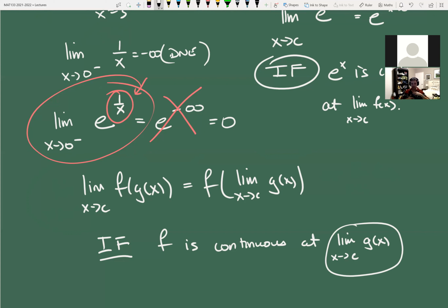The outer, yes, the outer must exist at the inner function limit, and it must be continuous. That's the other thing. I want you to include that word. The outer function must be continuous at the inner function limit.